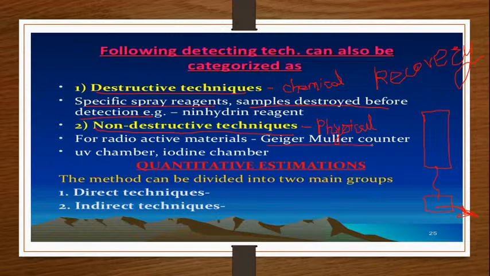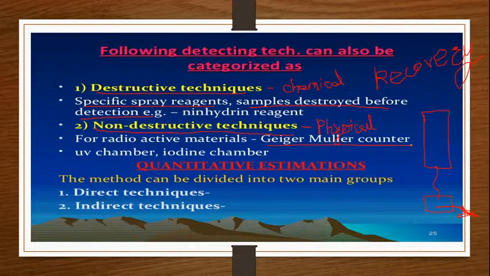You must have heard of radiopharmaceuticals. These Geiger-Muller counters can be effectively employed for radioactive materials which emit alpha, beta or gamma radiations after ionization. The Geiger-Muller counter is used for compounds which are radioactive in nature, and after ionization there is transmission of alpha, beta and gamma particles. The amount of particles they emit can be calculated for quantitative determination.